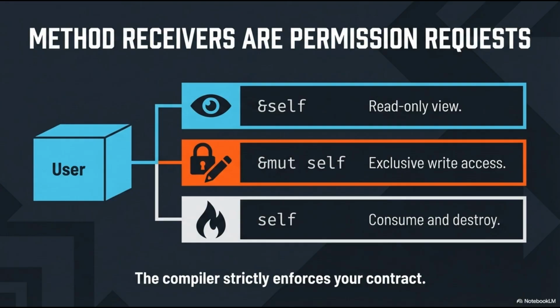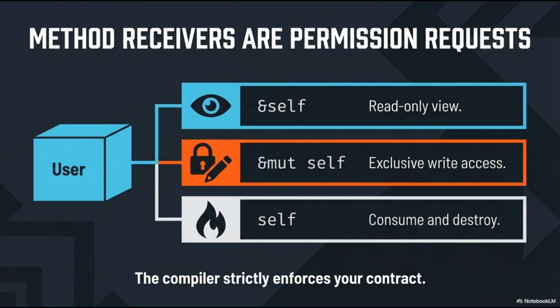Now, suppose you write an update email method. Okay. For that, you use &mut self, where mut is short for mutable. Yes. That signals to the compiler that this method requires an exclusive mutable borrow. It needs permission to actually change the internal state of those bytes.